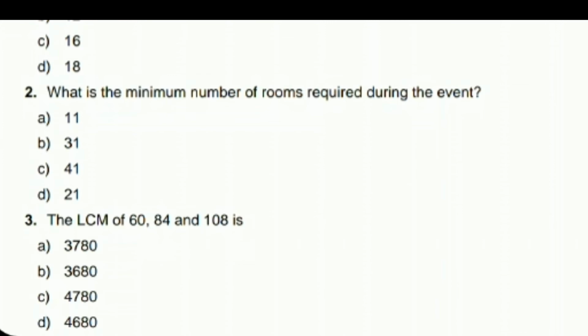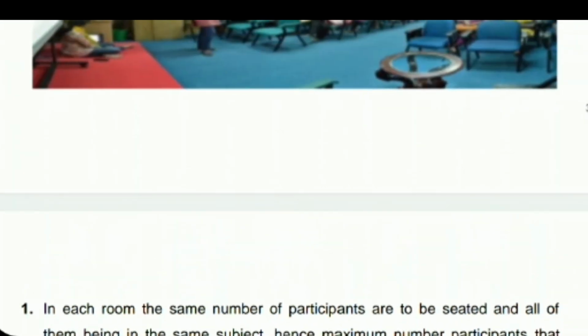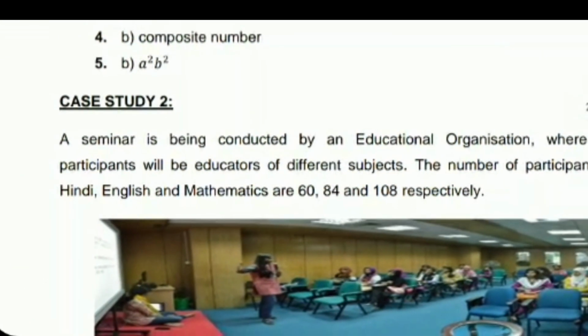So simply what you have to do is 60 by 12 will give you how many rooms you require. Let's see the question once more. So for 60, what is the HCF? It is 12, meaning you are making 12 students sit in every room. Suppose 60 students are there for Hindi, then 12 students are sitting in one room. So if you divide 60 by 12, you require 5 rooms for Hindi.